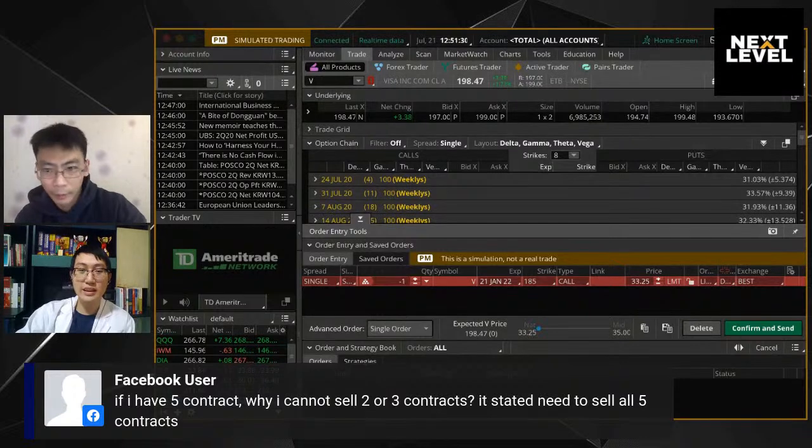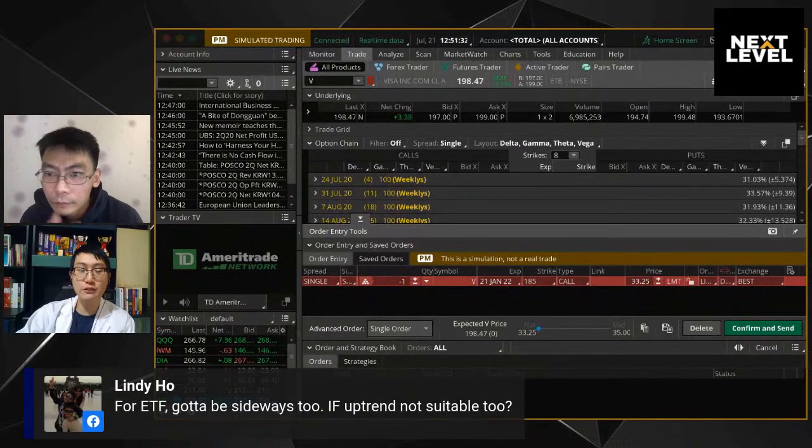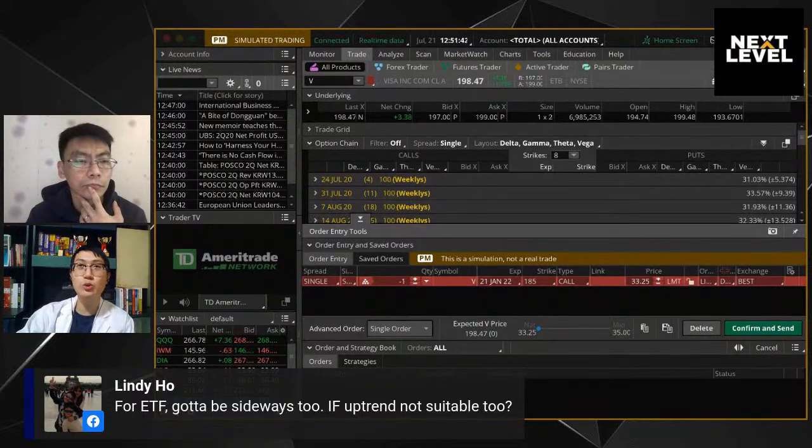Okay. Important to clarify, if you have 5 contracts, it depends on what type of contract. If you have a sell call contract, I recommend you close all. But if you have a buy call contract, that means you want to hold it, you can close partially. But it really depends on the situation, because sometimes people want to take profit and things like that. But the thing is, it is flexible.